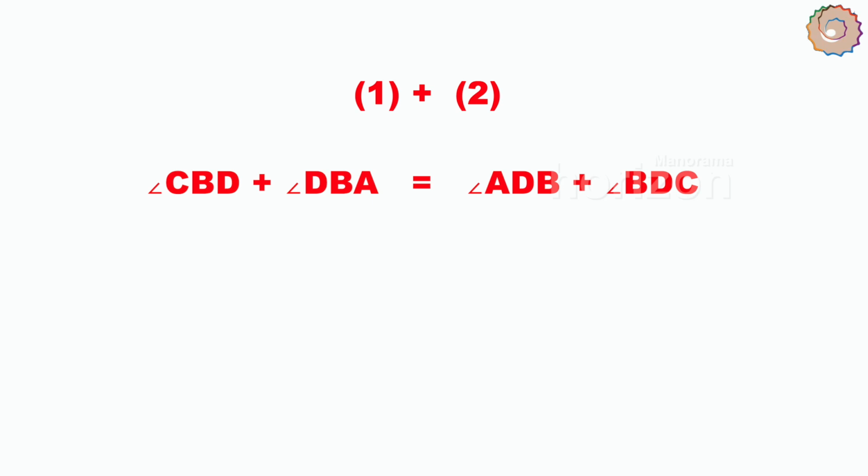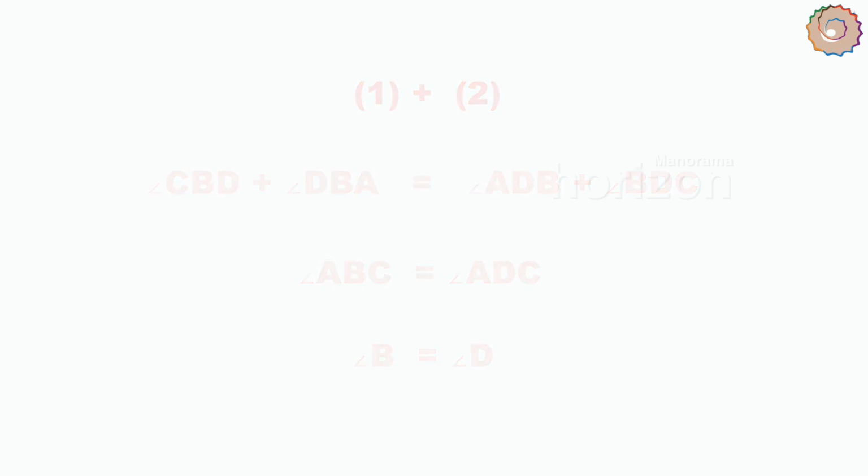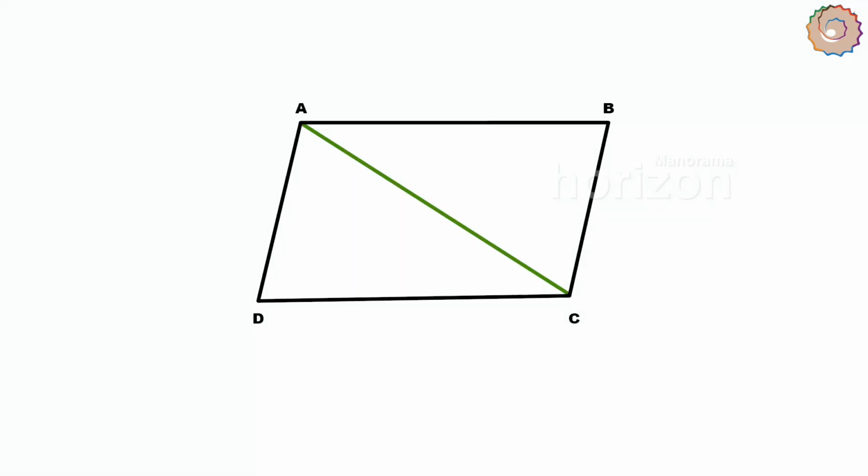Now, adding equation number 1 and equation number 2, we get angle CBD plus angle DBA is equal to angle ADB plus angle BDC. Again, we can write it as angle ABC is equal to angle ADC. Or in short, angle B is equal to angle D. Similarly, by drawing diagonal AC, we can prove angle A is equal to angle C. Hence, proved. Let's see the next theorem.